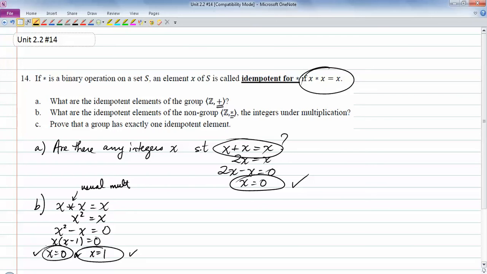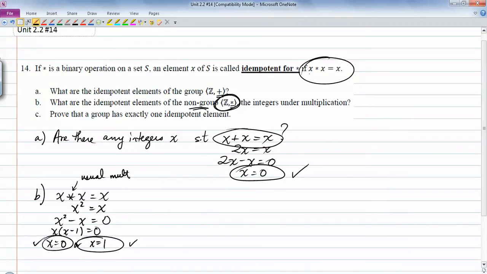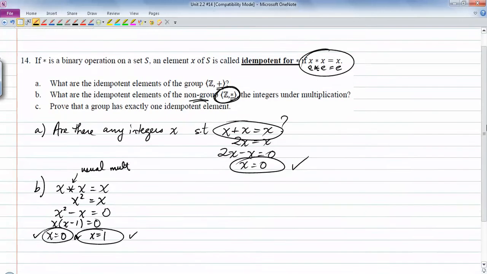C is a little different. C says prove a group has exactly one idempotent element. So it turns out that this is not a group, which it says it's not a group. In fact, you should be able to figure out pretty easily that the idempotent element in a group better be E, right? E star E is going to equal E. And it turns out that you're not going to get anything else multiplied by itself equals itself.